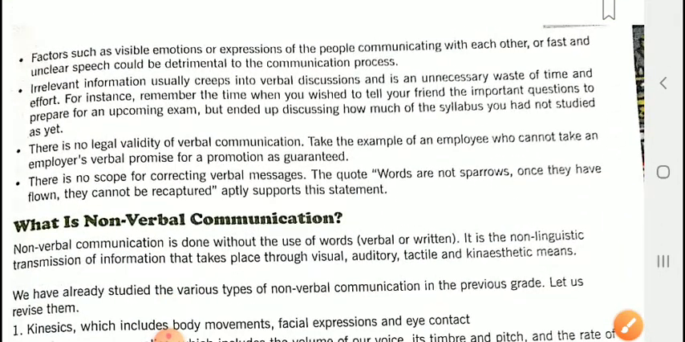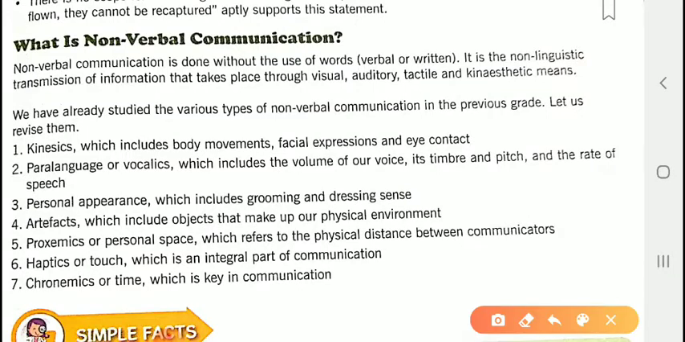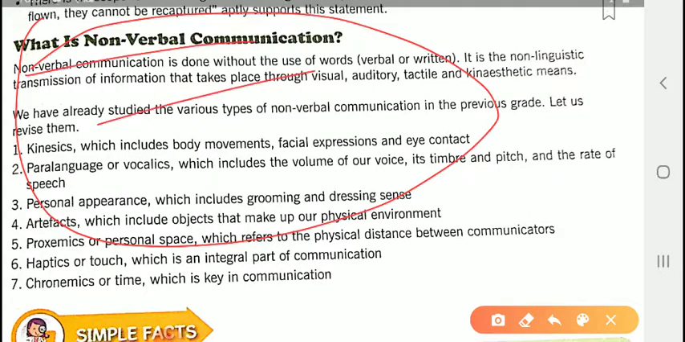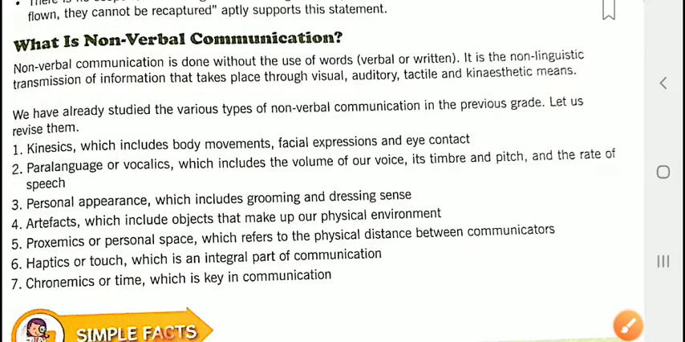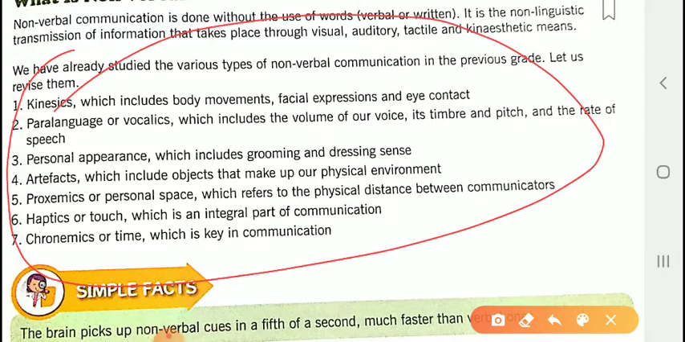Next, what is non-verbal communication? Then another thing has come, that is non-verbal, another type of communication method. So non-verbal communication means we are not communicating in the general way. How are we able to communicate with each other? Non-verbal means facial expressions and other things we are going to discuss with each other.